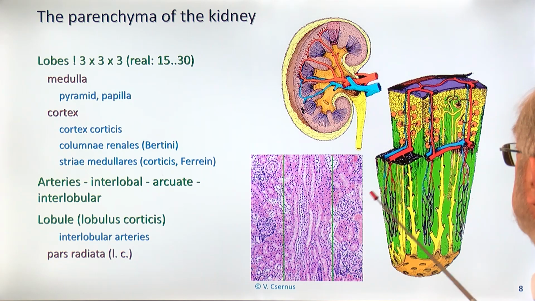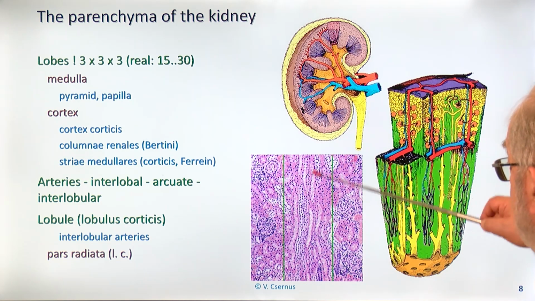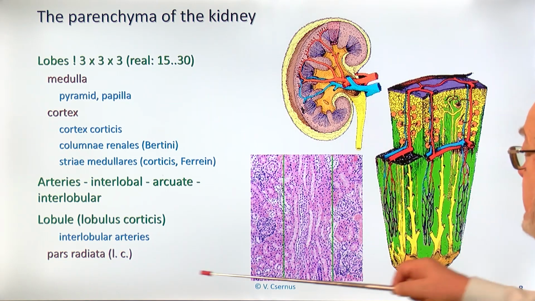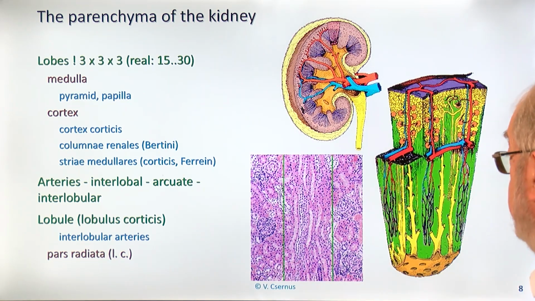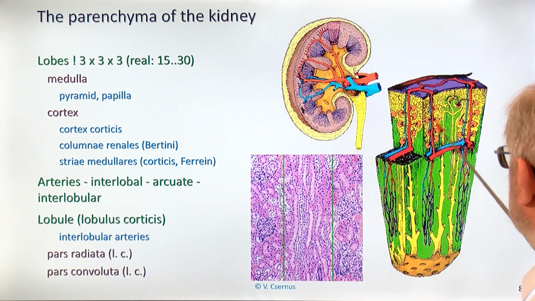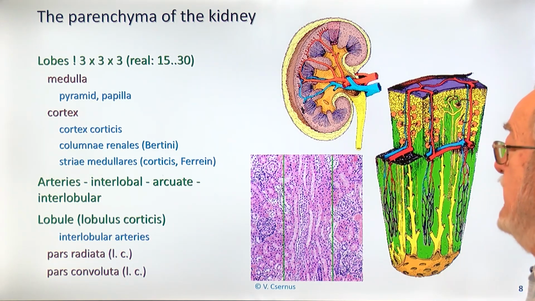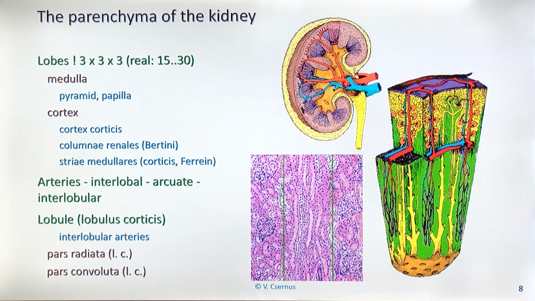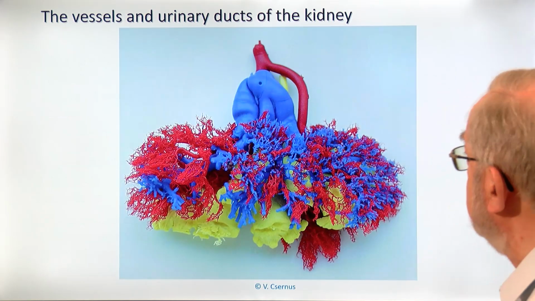Whatever is straight, like a radius of a wheel, going up straight in the middle, this is the radiate part, pars radiata lobuli corticis, and whatever is coiled up on the 2 sides is the pars convoluta lobuli corticis. The rest of them will be described whenever I talk about the histological structure.